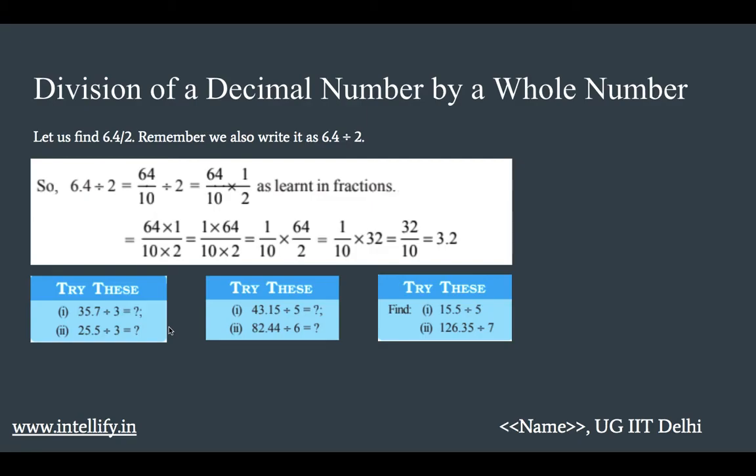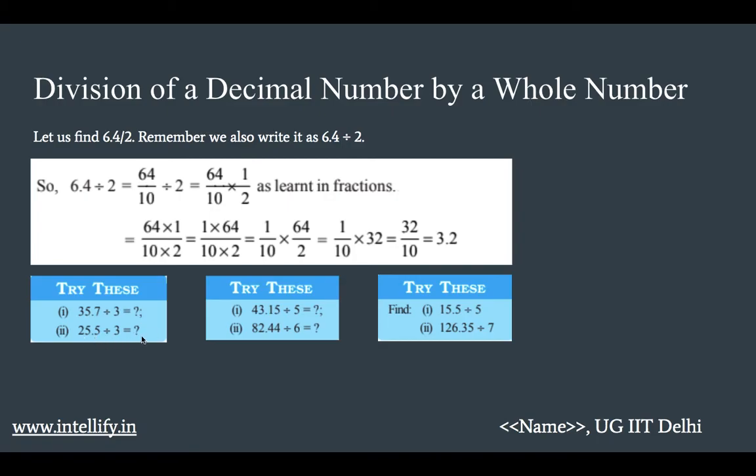Like the first one says 35.7 divided by 3. 35.7 can be written as 357 by 10, and divide by 3 means multiplied by 1 by 3. So when you multiply, this will be 357 by 30, or you can say that 357 can be simply divided by 3 and multiplied by 1 by 10. 357 by 3 will be 3 ones are 3, 3 ones are 3, and 9, so 119. 119 into 1 by 10, that will be 119 by 10, that will be 11.9.